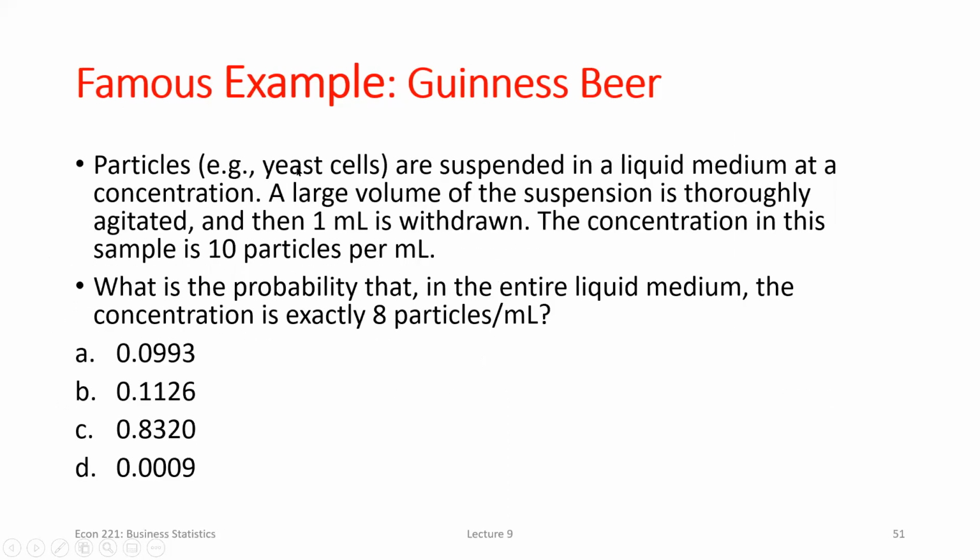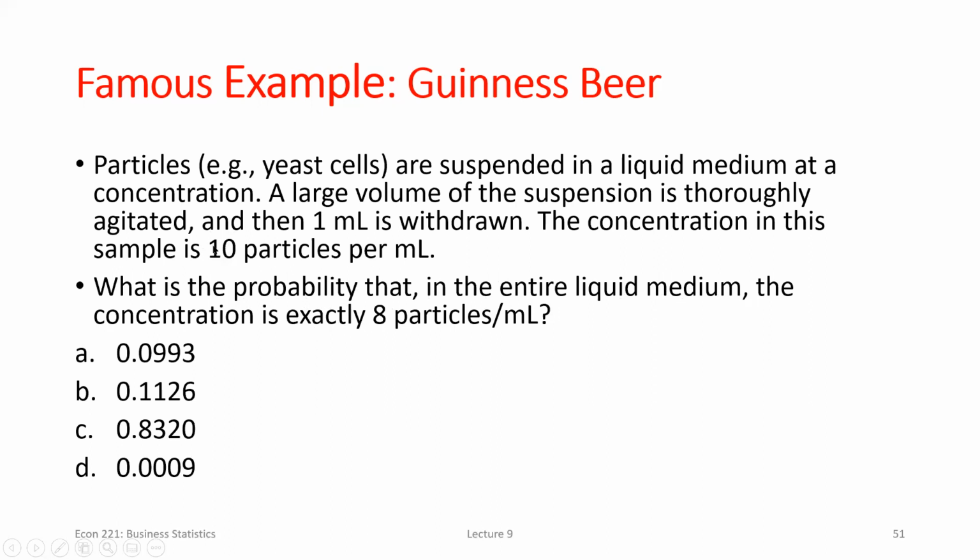So let's think about an example of what he was doing. There's this huge volume of liquid, right? That's not a time interval, that's a space interval, right? And so he's drawing 1 milliliter out at a time and looking for the number of particles, I said yeast cells, that are in this liquid. So the sample he takes, he sees that there's 10 particles in this milliliter, right? So that's the average that he sees, right? So what's the probability that the entire liquid actually has a concentration of 8 particles per milliliter?